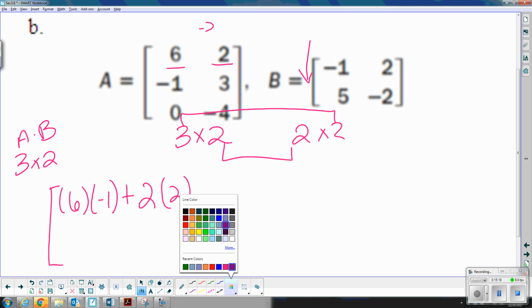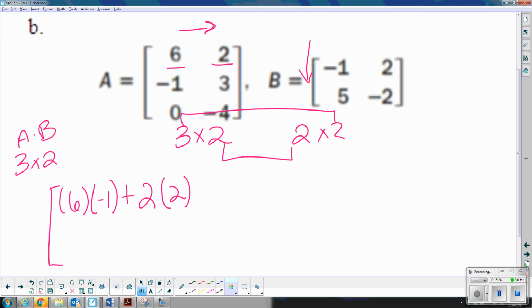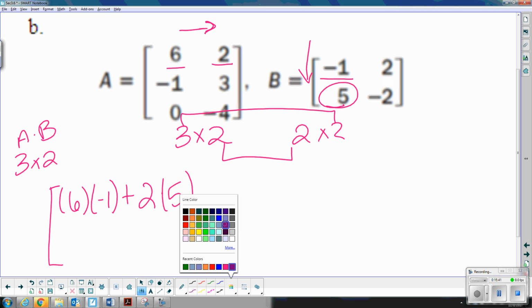Get my pen back. So we need to go across an A and down a B. So this should be 6 and -1 and 2 and 5, not 2 and 2. So this should be 2 times 5. Okay, for our second term, so we have 2 columns in this matrix.